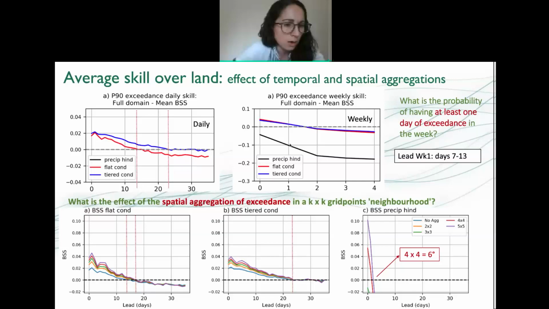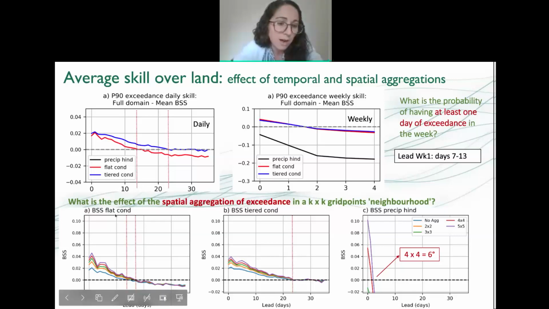And we can see that overall it's not really extending the range of skillful prediction. It's only providing skillful Brier skill scores for week 1 for both methods. And then we also consider the spatial aggregation of the exceedance into K by K grid point neighborhoods. And what we see in this case is that we do see an increase in the levels of skill as a result of this aggregation. But again, it's not really leading to a significant extension in the levels of prediction.